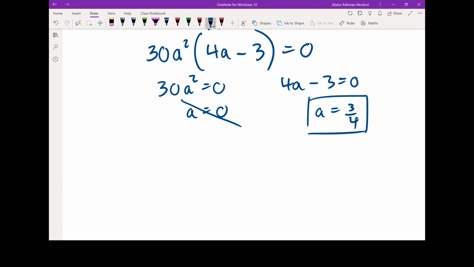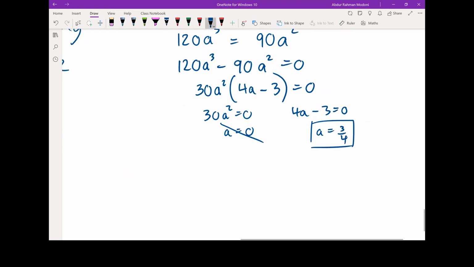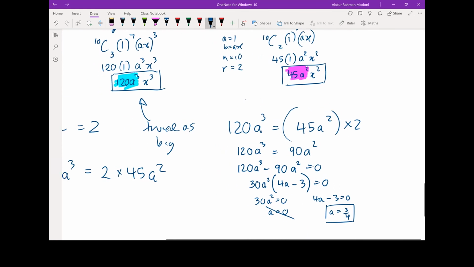That's our answer. You wouldn't leave both. If you left both of them, you would lose a mark. You need to use every bit of information given to us in the question.